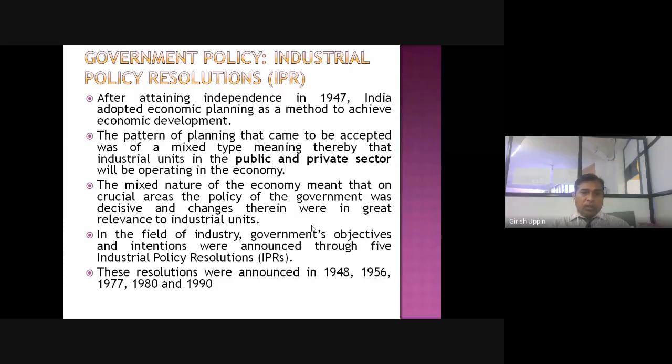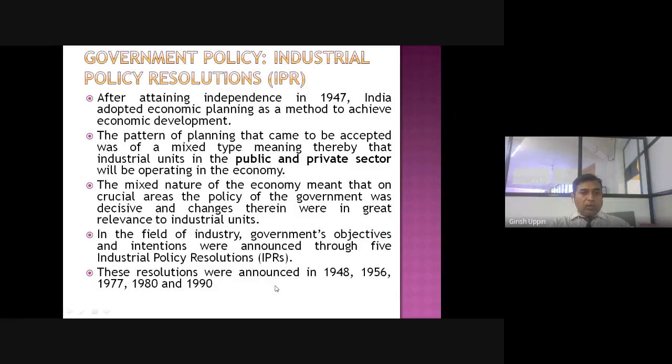So, industrial policy resolutions. The 1947 policy came up predominantly because India had just got independence, and the small scale industry was huge at that particular time. It wanted to protect the small scale industry, so that the jobs generated by the small scale sector could be kept alive and protected, so that we get a lot of employment opportunities.